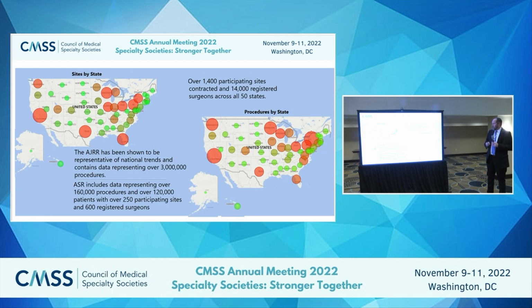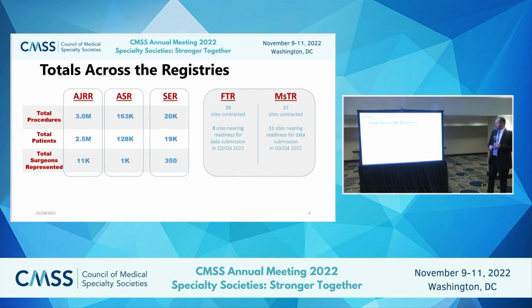I think much of that is due to the collaboration with AANS as well as the need in the market for a registry that focuses on cervical and lumbar procedures. So pretty good national spread. We've done some studies now that the AJRR, our hip and knee replacement registry, appears to be pretty broadly representative. Not quite at the scale of what we had at ACC, but certainly at a level where we can begin to draw reasonable conclusions about what is going on in the country as a whole.